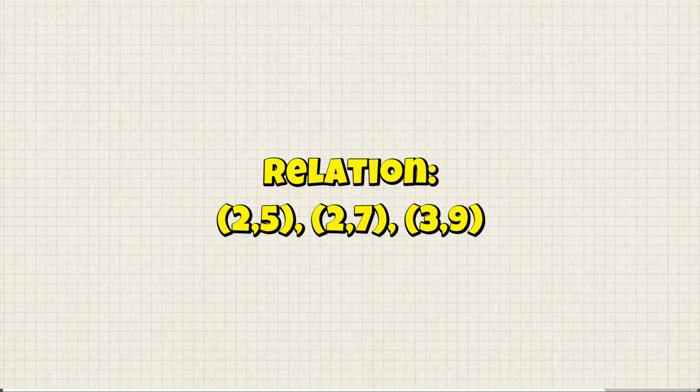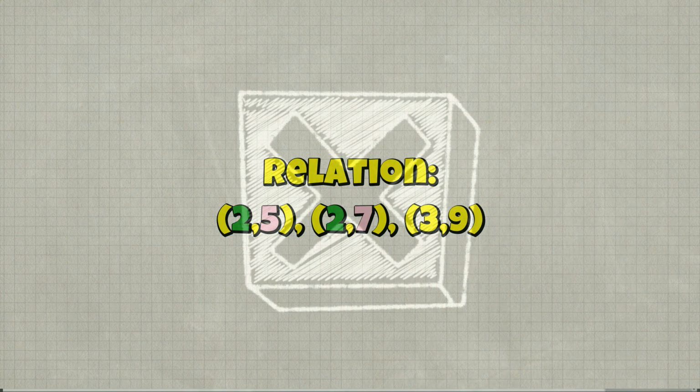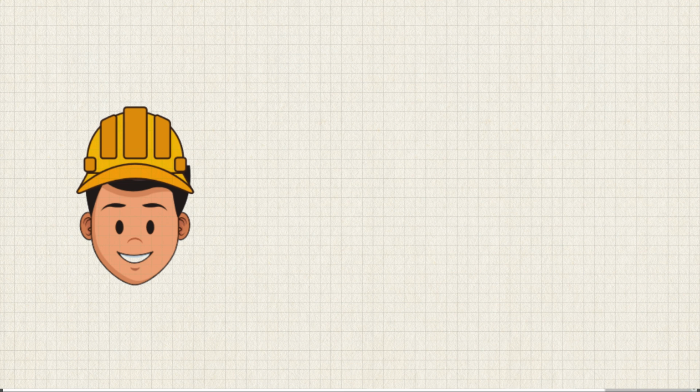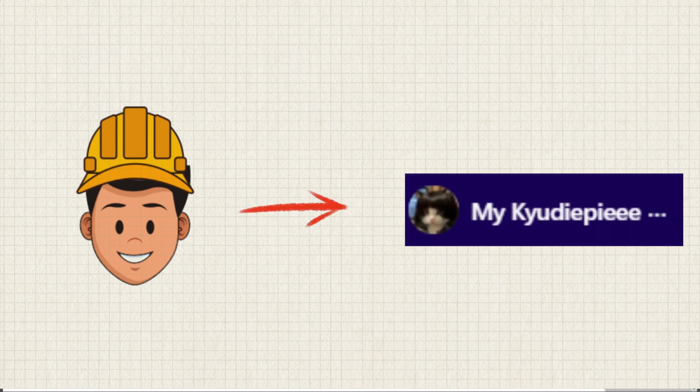Now, an example of a relation would be the following ordered pairs. We have (2, 5), (2, 7), and (3, 9). Notice that for the input 2, we have two outputs. It could be 5 or 7. So this is not a function. So what is an example of a function? Let's say we have Engineer Clydes, yours truly, and I have only one partner, my QDPI. So this is a function because for one input, I only have one loyal output.